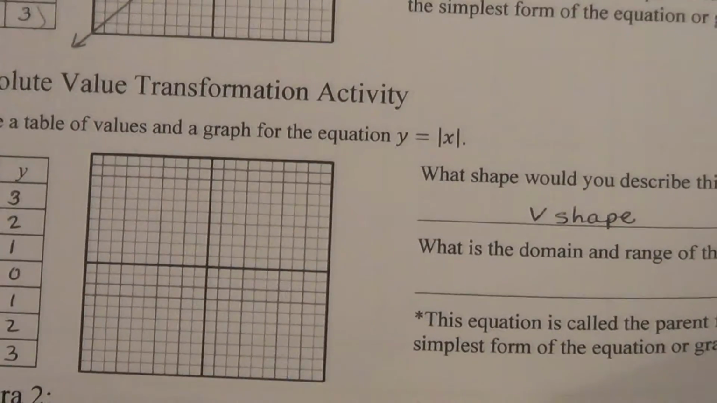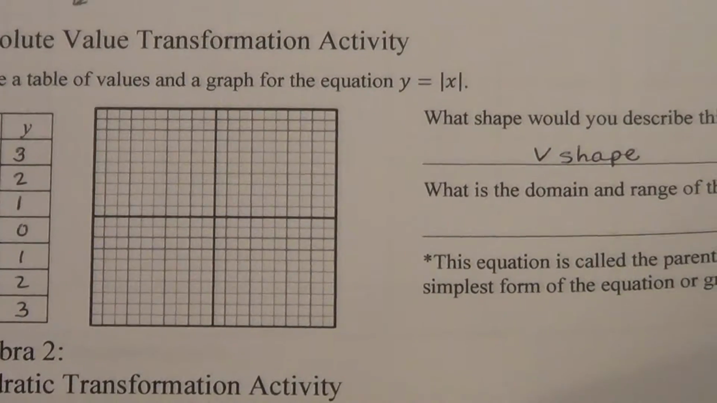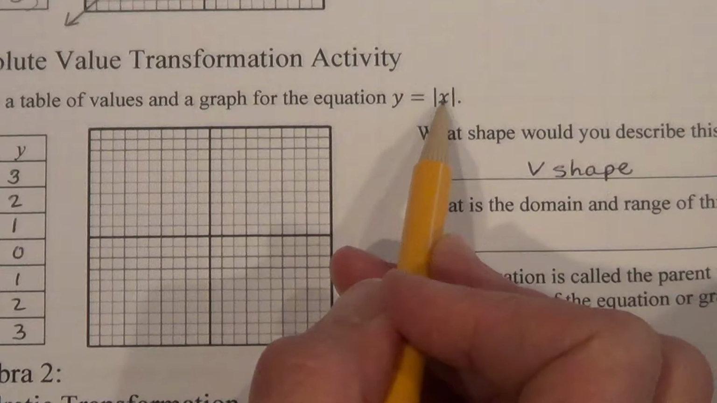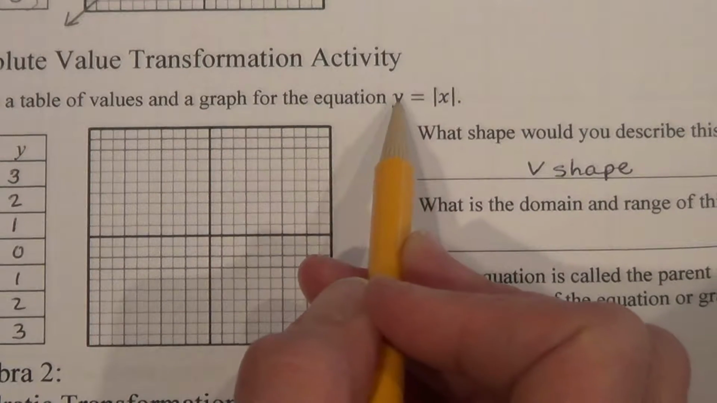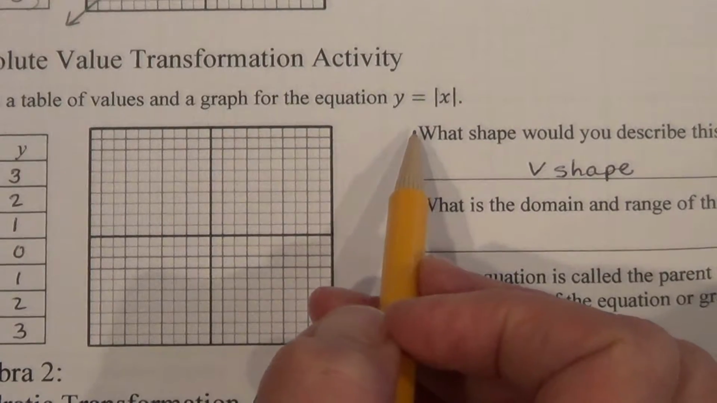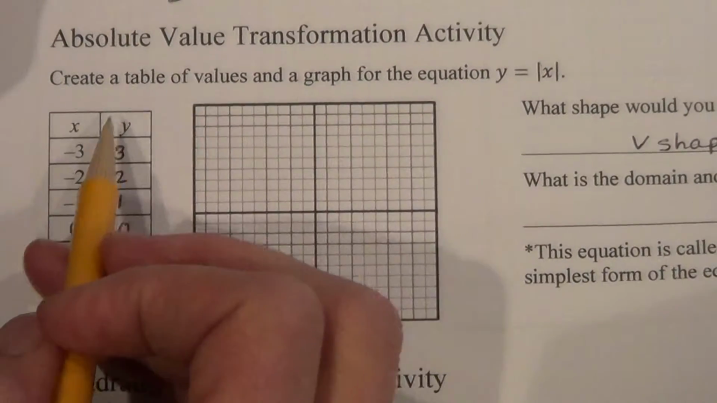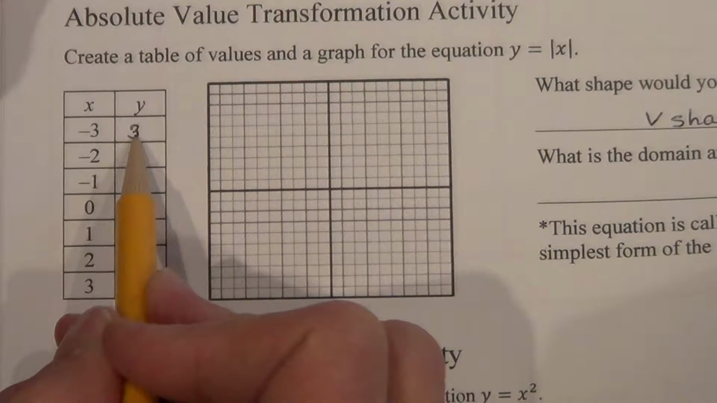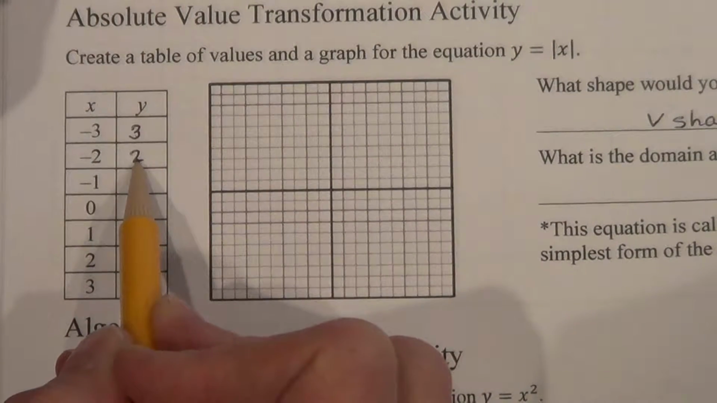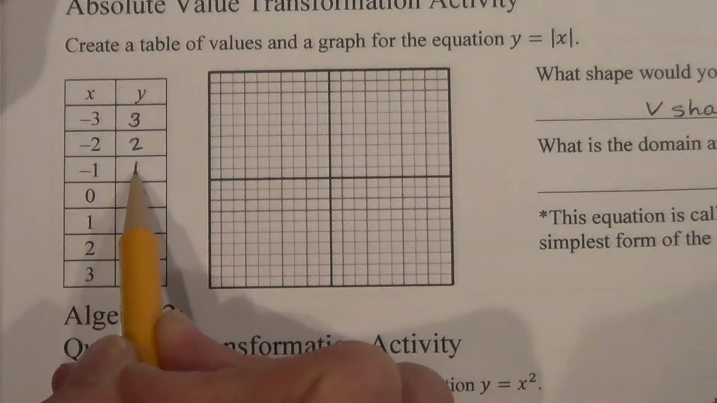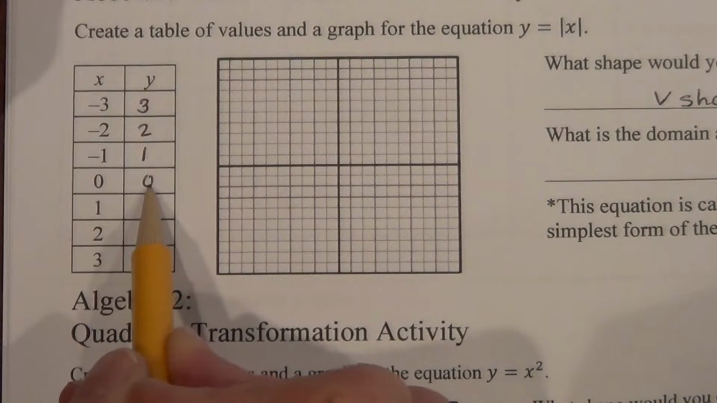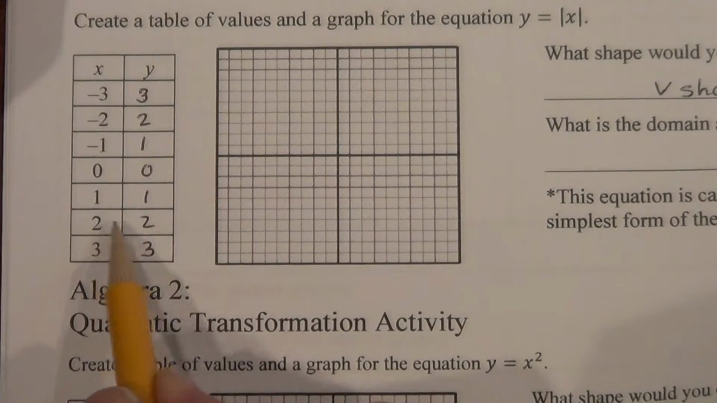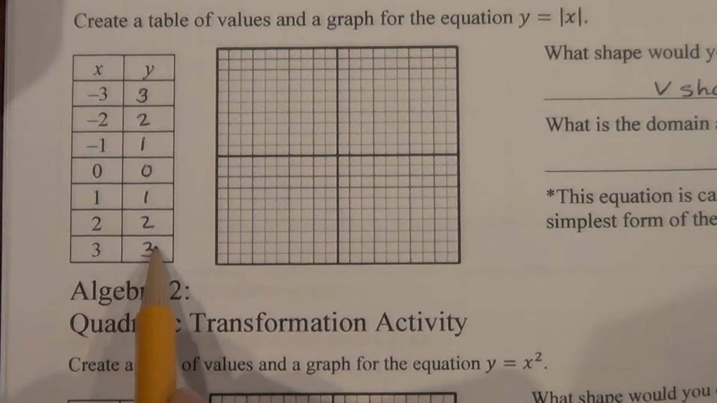Now we go to absolute value. Absolute value, as you can see, we input the x, but then the manipulation that we do with it is we take the absolute value. So the y is the absolute value of x. If you remember right, absolute value is a distance from 0. So -3 is 3 units from 0. -2 is 2 units from 0. -1 is 1 unit from 0. 0 is 0 units from 0. And 1 is 1 unit from 0. 2 is 2 units from 0. 3 is 3 units from 0.